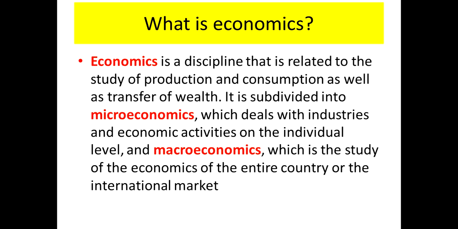First, what is economics? Economics is a discipline that is related to the study of production and consumption, as well as the transfer of wealth. It's subdivided into two types, which are microeconomics and macroeconomics. If you remember, the root micro refers to small things, however, macro refers to bigger things. So, microeconomics deals with industries and economic activities on the individual level. However, macroeconomics is the study of the economics of the entire country or the international market. And this is why macroeconomics is broader than microeconomics.